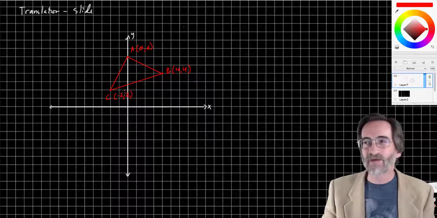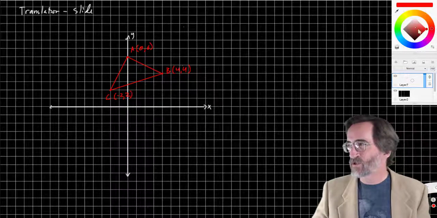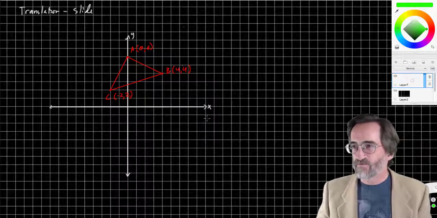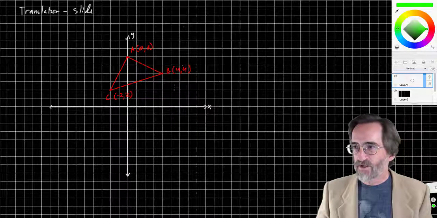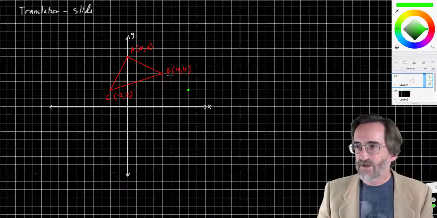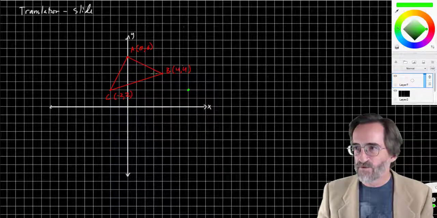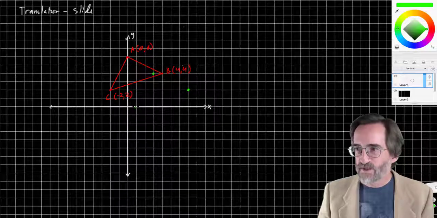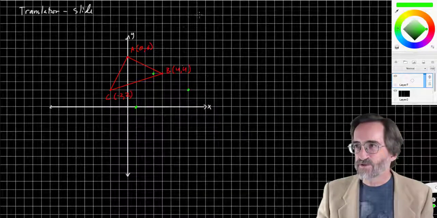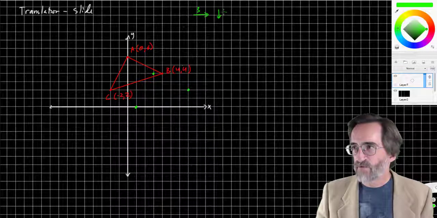So I'm going to do a compound translation. I'm going to slide this triangle to a new location. I'm going to move it 3 spaces to the right and 2 spaces down. So I just did a transformation, 3 to the right and 2 down.